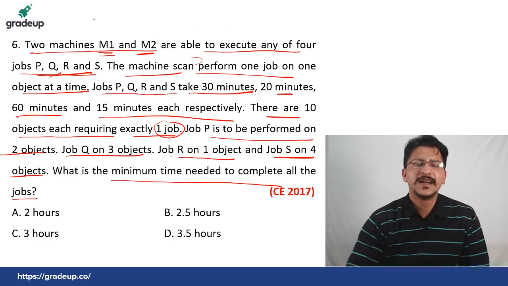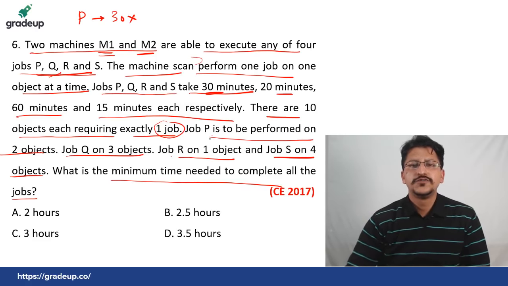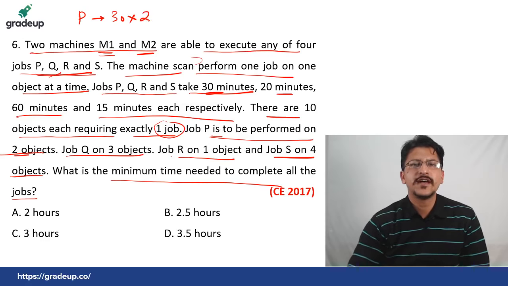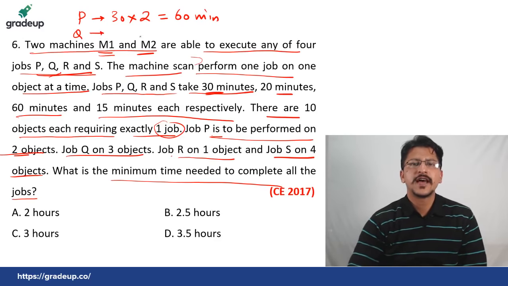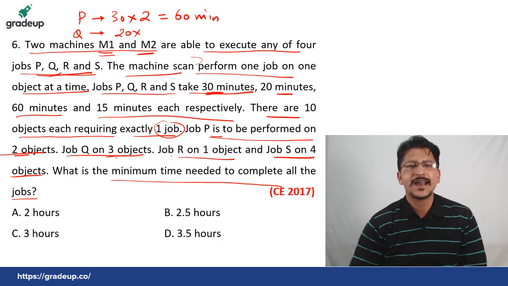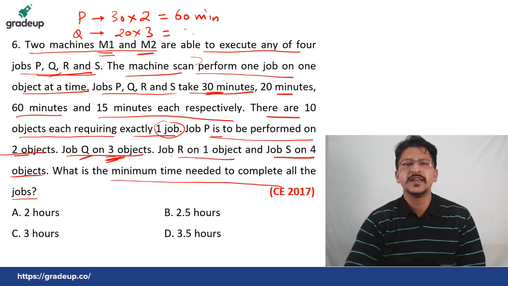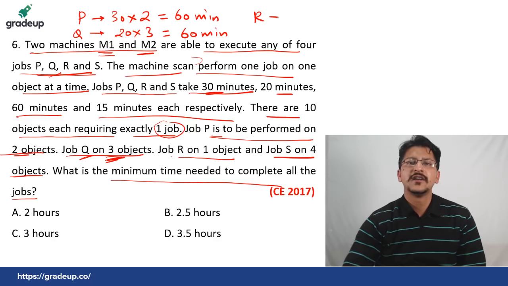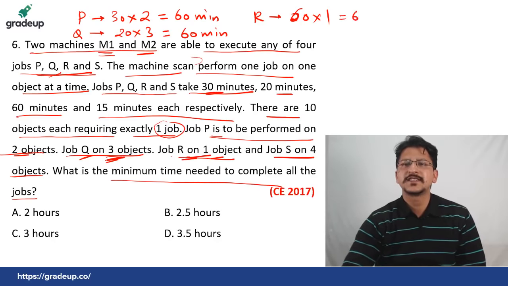So let us take it job by job, one by one. For job P, it takes 30 minutes, and job P has to be performed on 2 objects. So the total time for job P will be 60 minutes. For Q, the time is 20 minutes and the number of objects which require job Q is 3. So 20 into 3 is 60 minutes again. For R, the time duration is 60 minutes and job R is required only on one object, so into 1 gives you 60 minutes.